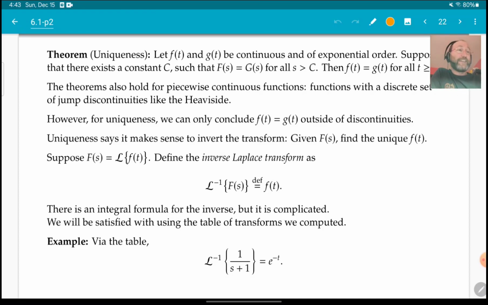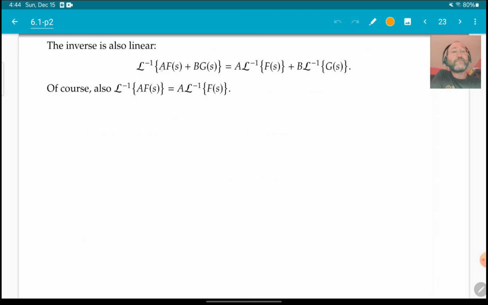All right. So for example, if you look at the table, the Laplace transform of e to the minus t is 1 over s plus 1, right? So what that says is that the inverse Laplace transform of 1 over s plus 1 is e to the minus t. That's the way that we're going to be applying it, really. And the inverse is also linear, right? If I have a times capital F and b times capital G, where capital F and capital G are the Laplace transforms of something, then the inverse is a times little f plus b times little g, right? So again, I can just use linearity. If I write it as a sum of things, I can apply the inverse Laplace transform to each term in the sum, right? So divide and conquer. And of course, that means I can also pull out constants, right?